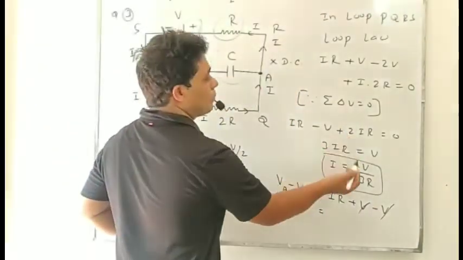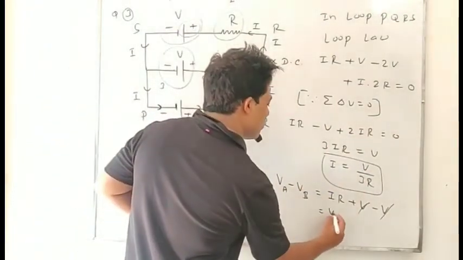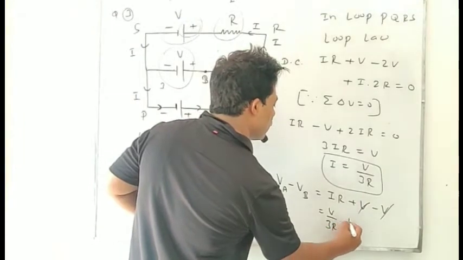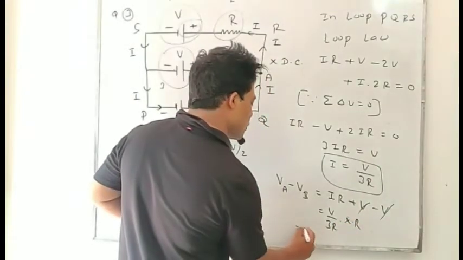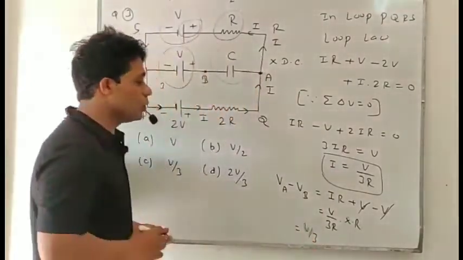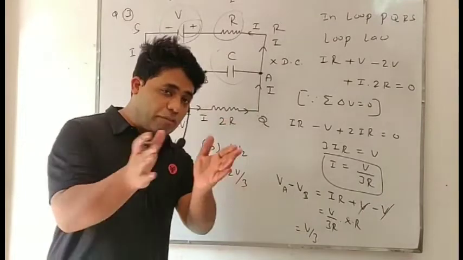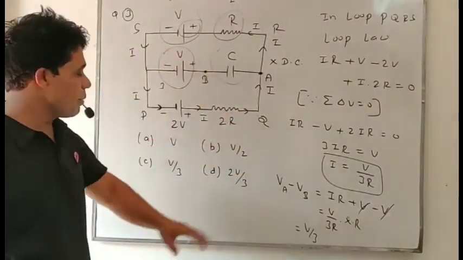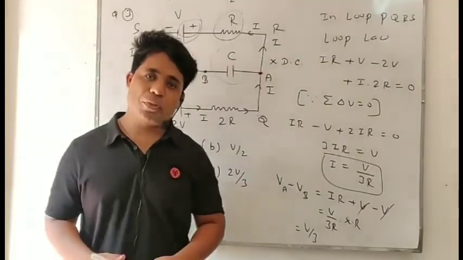How much current was there? Current we got as V by 3R into R. R and R cancel out, so we will get V by 3. So the potential difference between A and B is V by 3. That will be the potential drop across the capacitor, V by 3. So C will be the correct option. Okay, students.